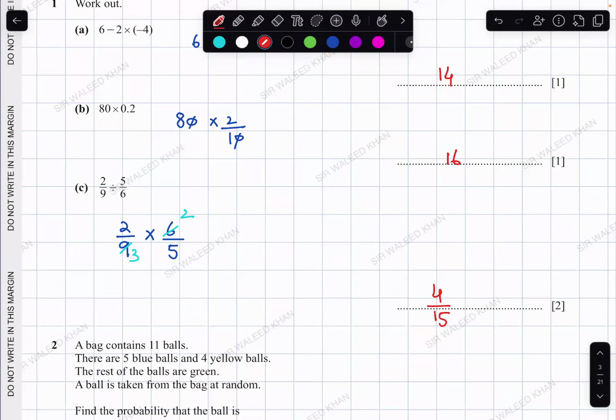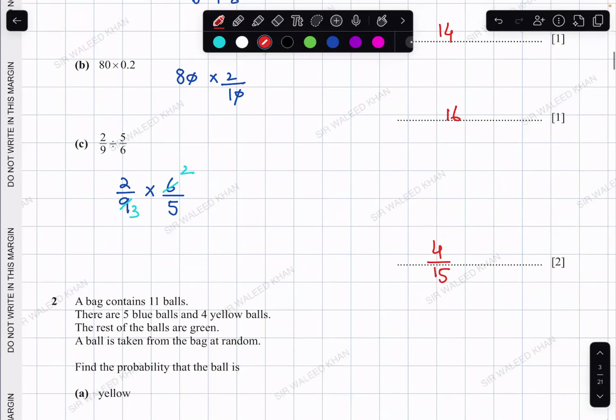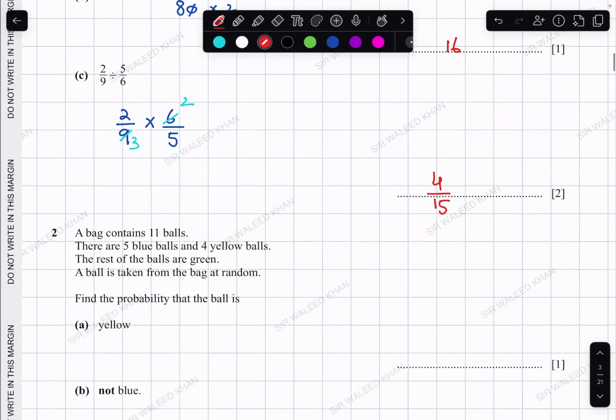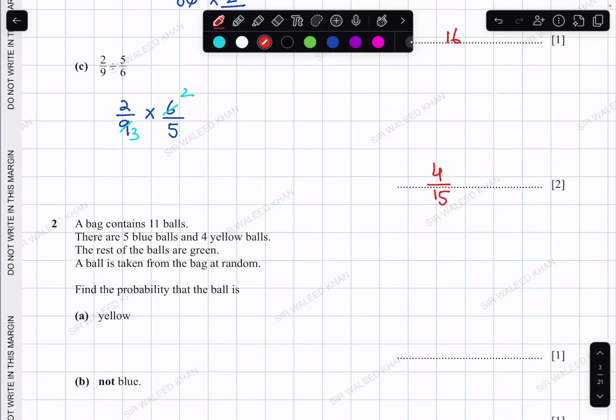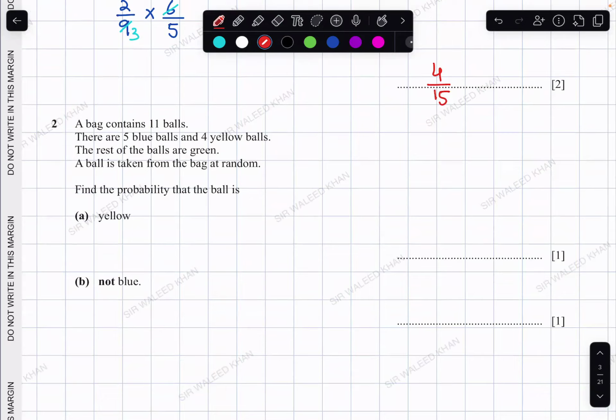Okay, next, this over here. The bag contains 11 balls. There are 5 blue balls and 4 yellow balls. The rest of the balls are green. A ball is taken from the bag at random. Find the probability that the ball is yellow. Okay. For it to be a yellow, what should we do? Total balls, they are 11.